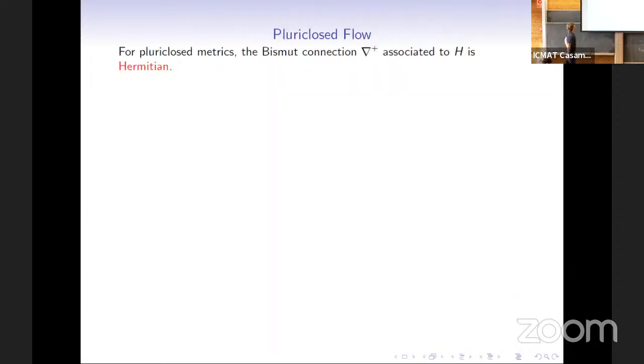Okay, so I want to define now this pluriclosed flow in the following way. For pluriclosed metrics, we have this Bismut connection, nabla plus. This is the same nabla plus from the previous talk, and the key point is that it is in fact a Hermitian connection, with H as defined in the previous slide.